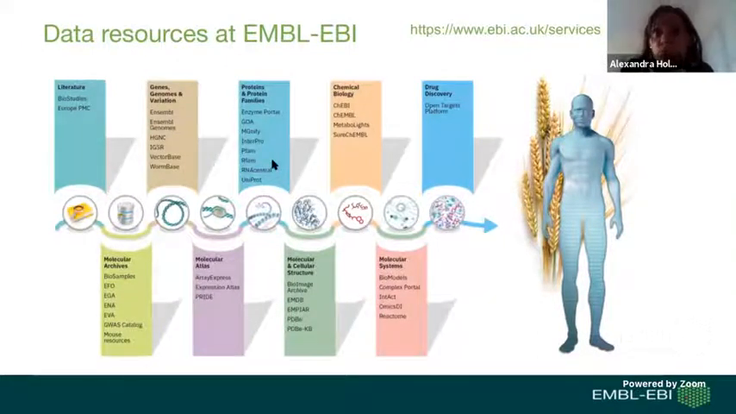EMBL-EBI actually offers a wide range of open access data, and this illustration here presents all the data which is accessible through EMBL-EBI. And you can see that this covers the whole scope of life science, beginning with genes and genome data. We also have protein sequence and protein structural data. There are also databases which refer to chemical biology and databases which refer to whole molecular systems. And we also have databases which are related to literature services and ontologies. Next slide, please.